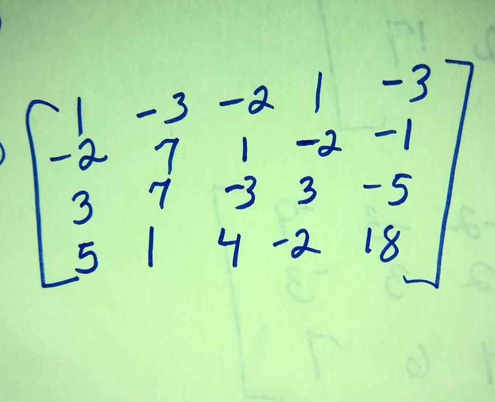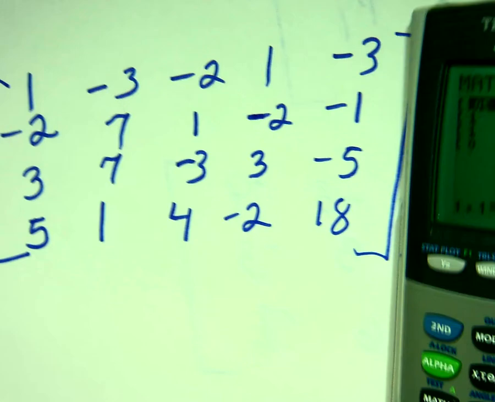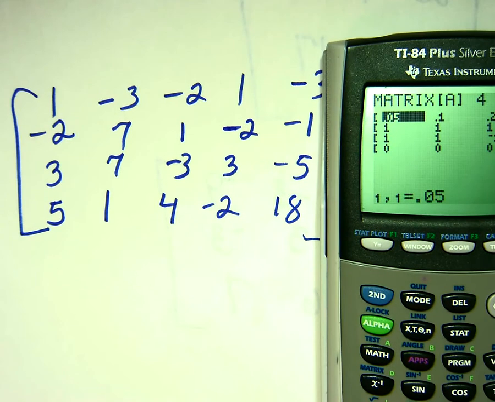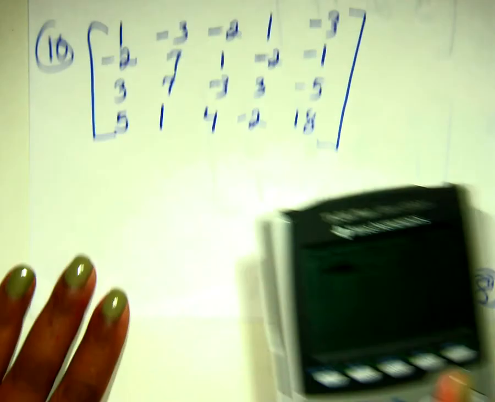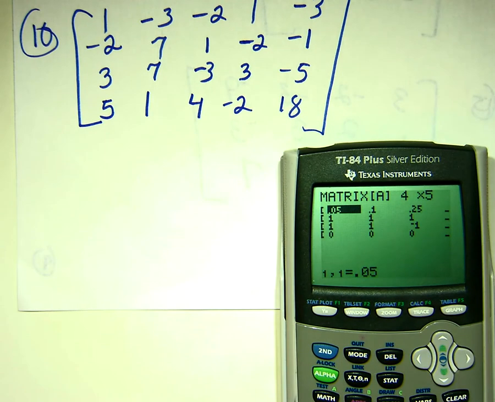And of course, you already know that I'm going to be using the matrix for this. So second matrix, go over to edit. This is not going to be a 4 by 5. It might help if you actually see it, huh? Alright, there we go. So let's put our numbers in. 1, -3, -2, 1, -3, -2, 7, 1, -2, -1, 3, 7, -3, 3, -5, 5, 1, 4, -2, 18. Woo, that was a lot.